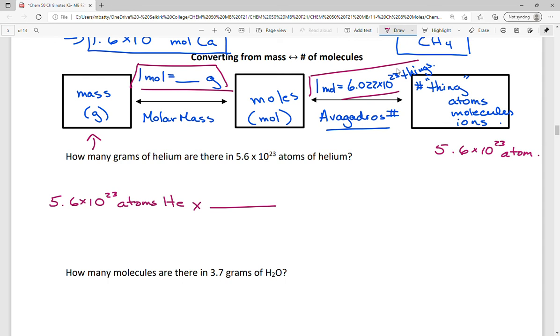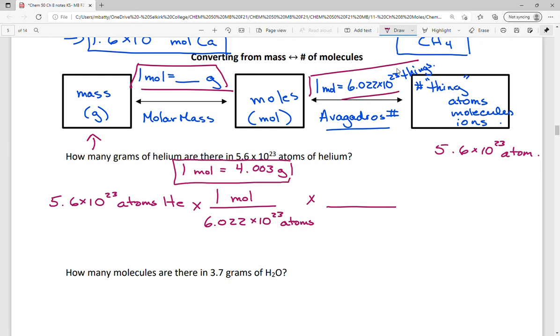We want to go to the number of moles, right, which is Avogadro's number. And then from there, we can take another step. We don't have to stop our dimensional analysis. We can keep going and convert to the mass with molar mass. In this case, 1 mole of helium is 4.003 grams. That's pulled right off the periodic table, right? That's where we get our molar mass.